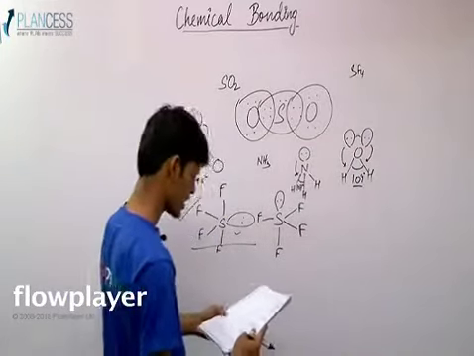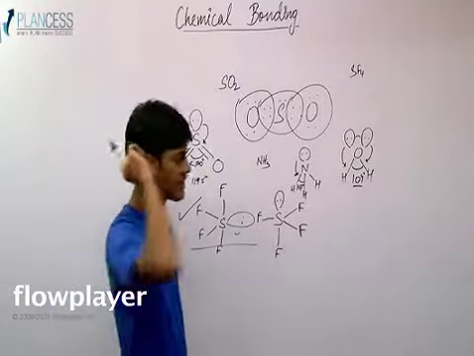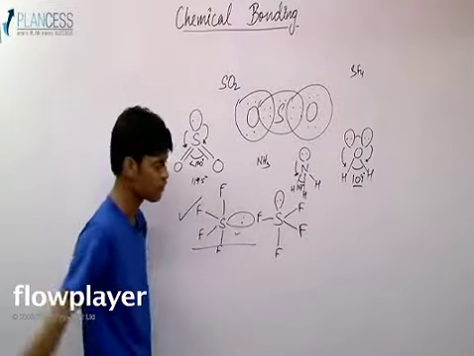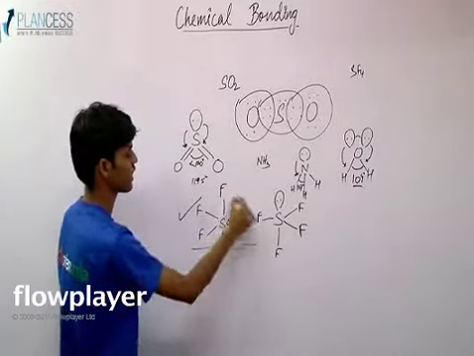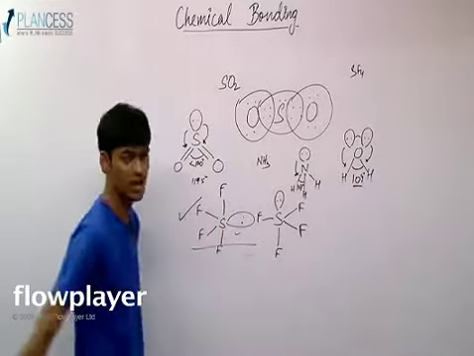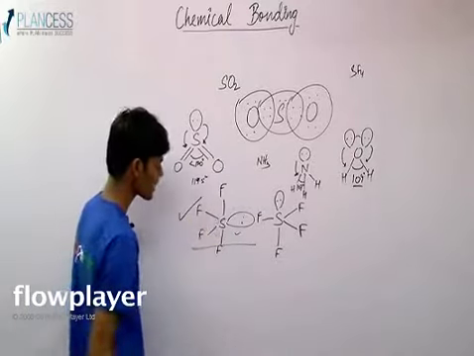Same for the AB3E2, which I have explained earlier, if you have ClF3, let's say, the second lone pair should also come here, because if the second lone pair comes in the axial position, they both are at an angle of 90 degrees, but if it comes in the equatorial position, they are separated at 120 degrees, a larger angle, so it should come at the equatorial position.